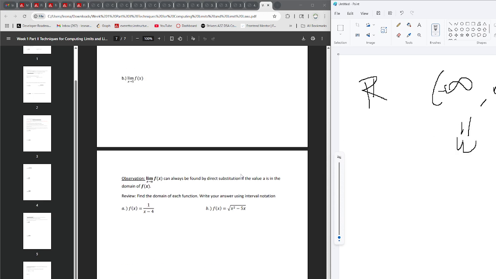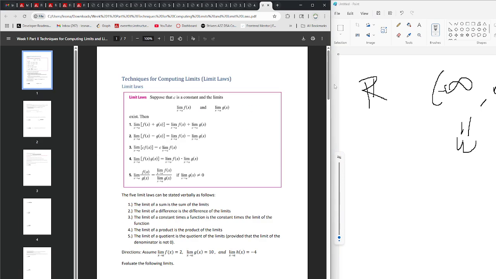And is that the entire sheet? Hey, that's the entire sheet. I'll move on to the next one. Yay.